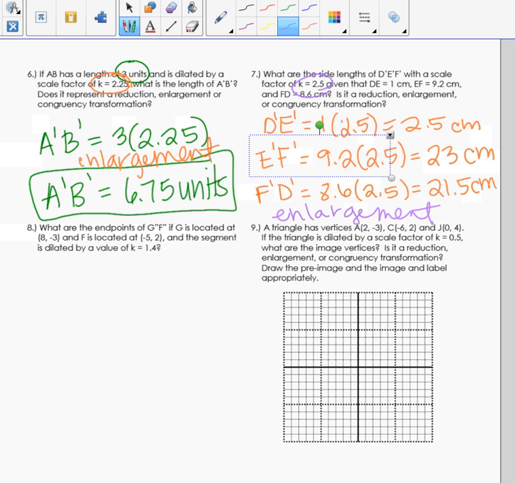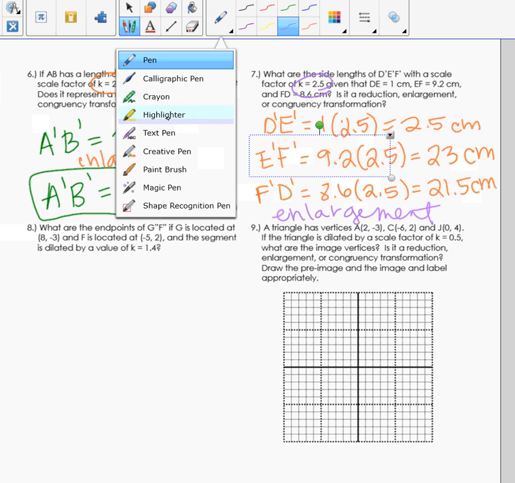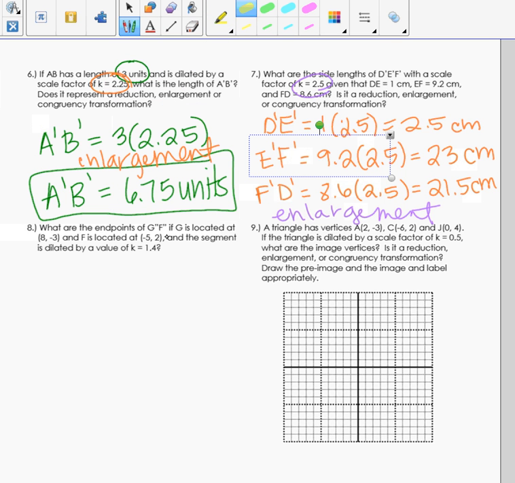All right, for number 8, it says, what are the endpoints? Now notice this is slightly different. It says, what are the endpoints of G double prime, F double prime, if G is located at 8, -3, and F is located at -5, 2. And the segment is dilated by a value of K equals 1.4. Okay, so you guys, all that means, and you might have seen this in Math 1 last year, is that we're dilating it twice. So the double prime means do it twice.